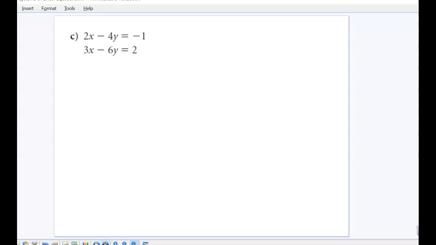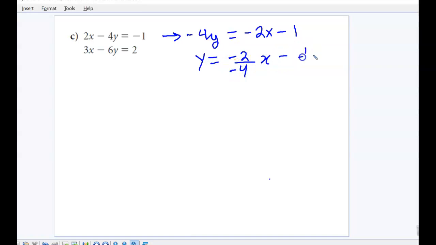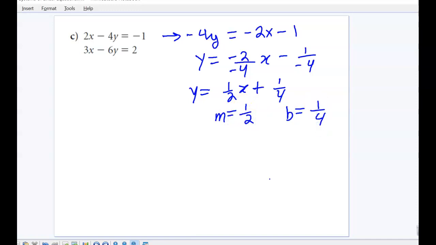I encourage you to pause the video and give this one a try. Okay, hopefully you've had a chance to try this one. So again, let's isolate y here, first of all, by isolating the negative 4y. So I'll subtract the 2x over, and now I'm going to divide by negative 4. So my equation is going to be 1/2 x plus 1/4. So my slope is 1/2, and my y-intercept is 1/4.